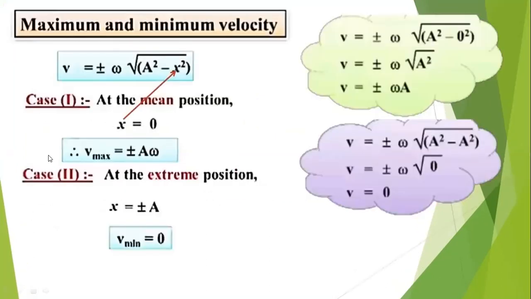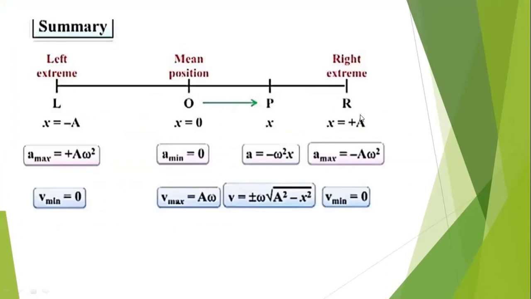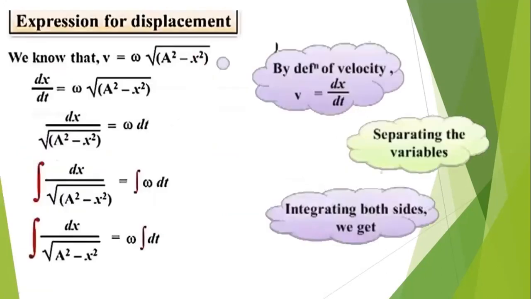Then calculate the maximum and minimum velocity at the mean position and extreme position. Velocity is maximum at the mean position and it is minimum at the extreme position. With respect to acceleration and velocity, it is exactly opposite. Acceleration is maximum at the extreme position, but velocity is minimum at the extreme position. Acceleration is minimum at the mean position and velocity is maximum, that is a omega.